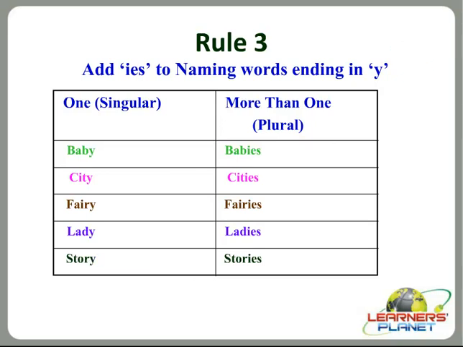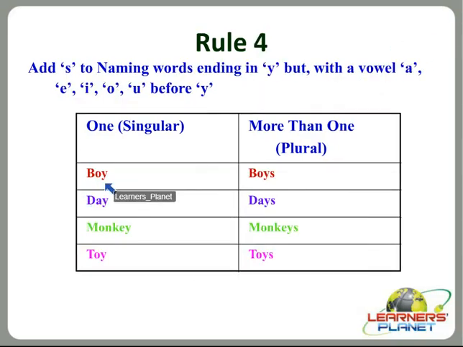But when we come to rule 4, boy, B-O-Y, O is a vowel. Day, D-A-Y, A is a vowel. Monkey, E is a vowel. T-O-Y, O is a vowel. So students, whenever we have a naming word ending in Y but has a vowel before it, we will add S to make its plural. Boy becomes boys, day, days, monkey, monkeys, toy, toys.